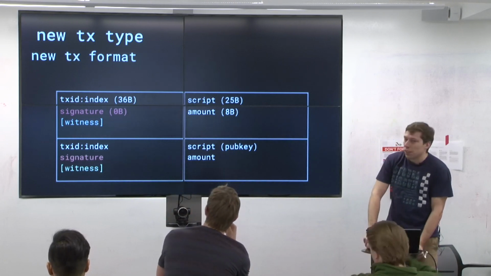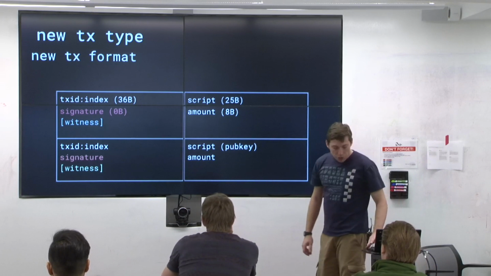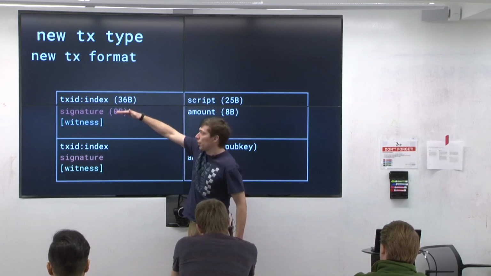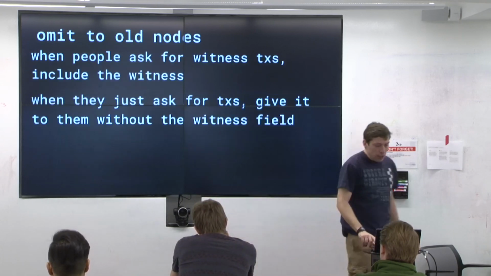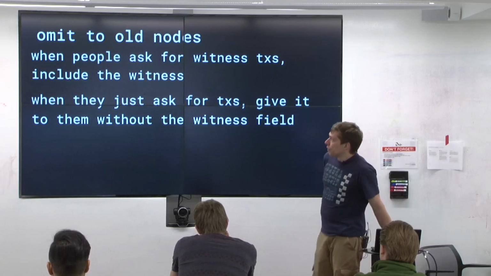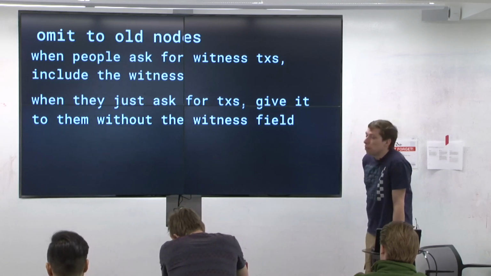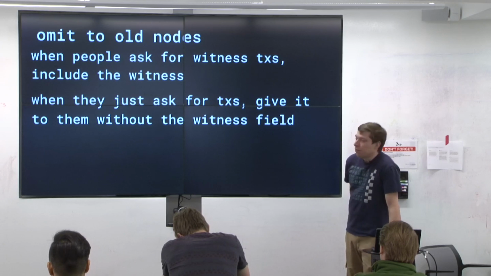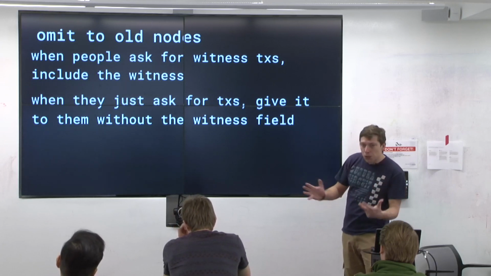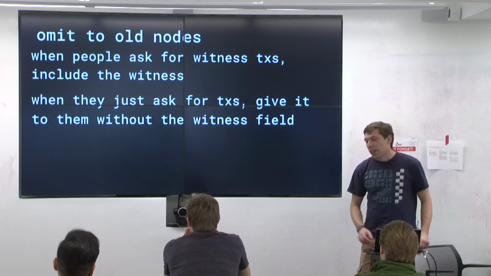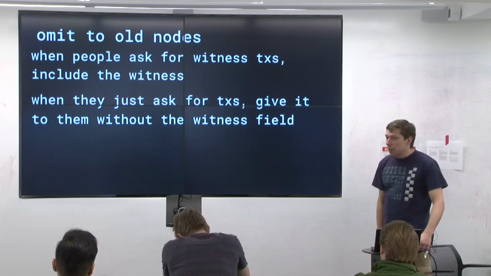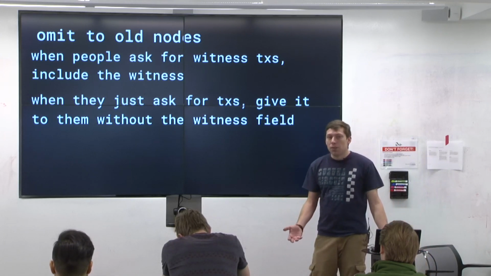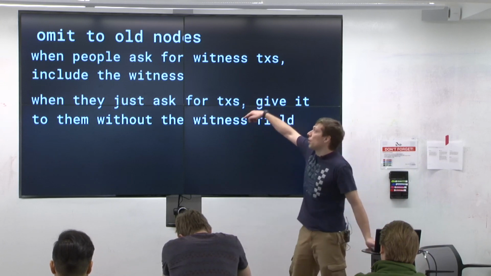They make a new version of the transaction format. The old version looks like empty signatures. The new version looks like, here's this useless empty signature field, and here's where the real signatures are. And you omit this to the old nodes. So when people know about this new system, you give it to them. They say, hey, I'm hip to this new SegWit thing, give me a SegWit transaction. And you're like, okay, here are the witnesses at the end. But when they don't know about this, and they're running older software, and they say, hey, just give me the transaction, you give it to them without the witness at all. Either one looks valid, right?